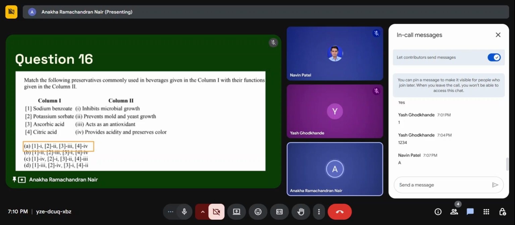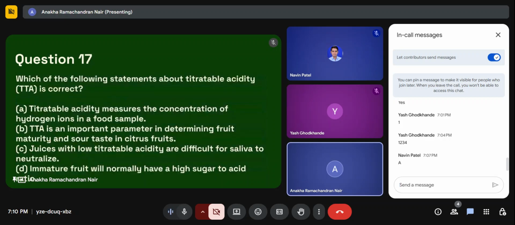Alright, let's move on to question number 17. Question number 17 is, which of the following statements about titratable acidity is correct? If you remember from your chemistry class, you would do titration, right? To figure out the acidic content or the concentration of certain liquids, or the basic concentration of liquids, etc. There are four options given to you.